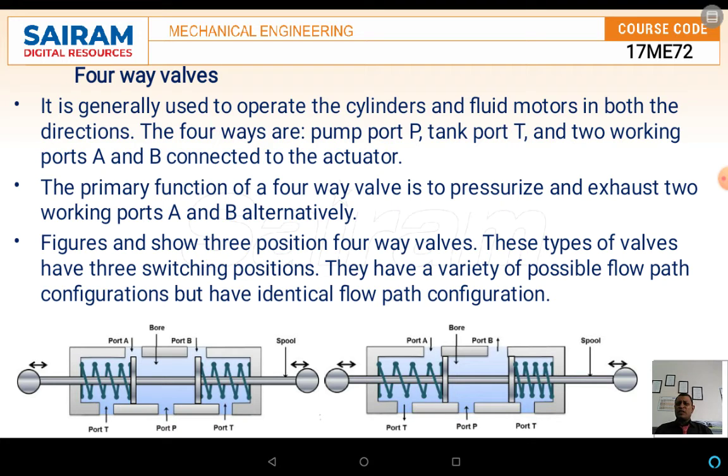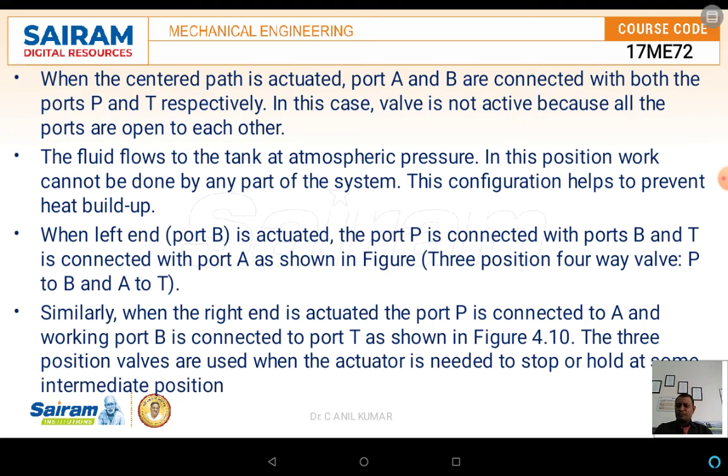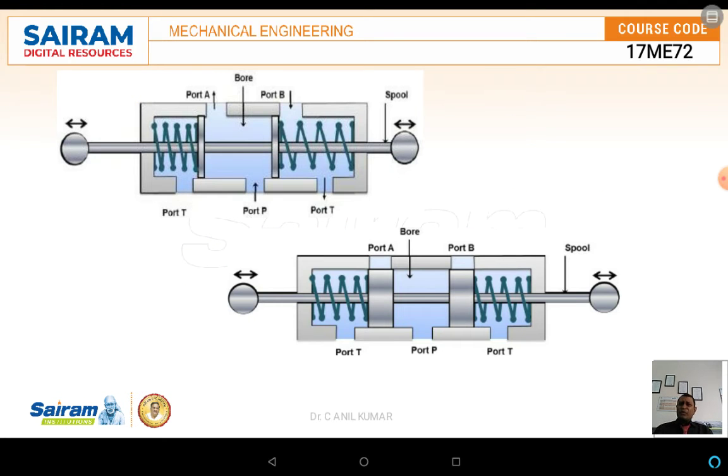Because of the movement of the spool, opening as well as closing, the working will be a continuous one. Now the schematic diagram shows the four-way valve. Here we have the port T, port P and port T, and then the other ones are port A as well as port B.